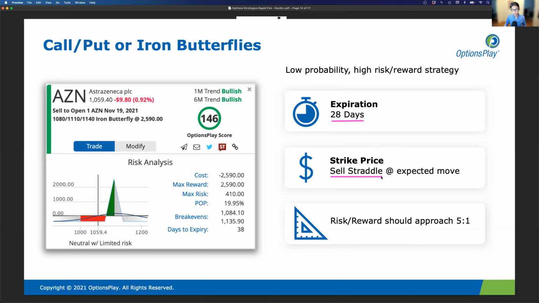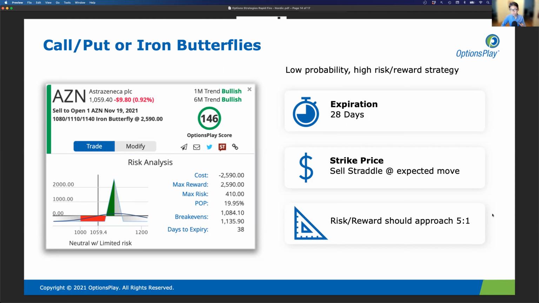So what you're trying to do is sell the straddle, which is the tip of the butterfly, at the expected move of the underlying expiration date. And the risk reward many times should approach 5-to-1 if you do get the right view here on a type of butterfly. It's not a commonly traded strategy. It is a very advanced strategy.